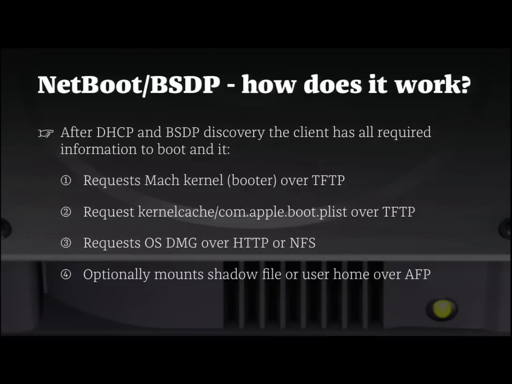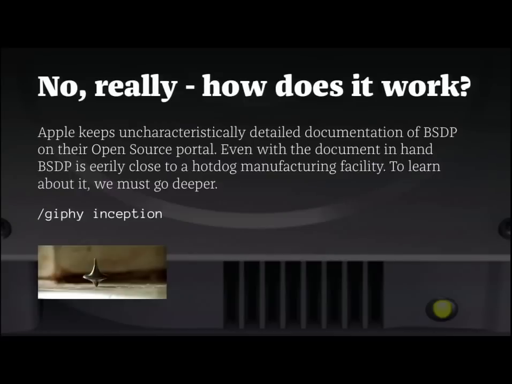Back in the olden days of classic macOS, it would also be able to use AFP. Before anyone asks, no, that's not currently supported in BSDPy, but pull requests are accepted for that. Once that's done, in NetBoot mode, it can also optionally mount a shadow file for client files to be stored on the server over AFP versus locally to do a full diskless NetBoot. So that's sort of the order of operations there.